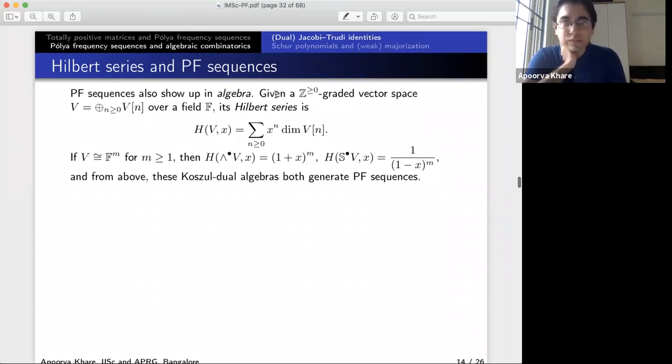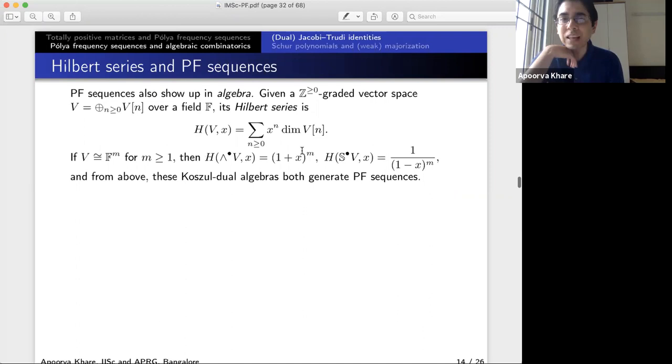So recall that for any graded vector space V = ⊕ V_n over any field, the Hilbert series is defined to be the power series like this, the kind of generating function, if you will. If V is, let's say, F^m, standard m-dimensional space, then if you look at the exterior algebra, this is the Hilbert series. If you look at the symmetric algebra, this is the Hilbert series. And you might notice some parallels to what we just talked about.